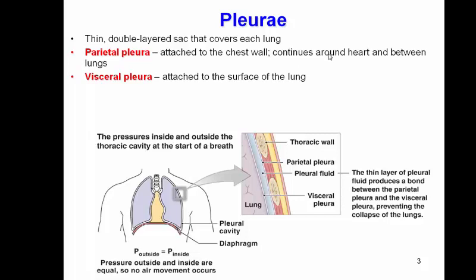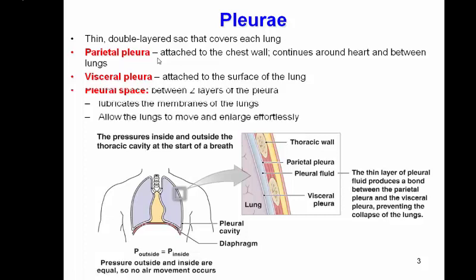The inner layer is referred to as the visceral pleura, and whenever you see the term visceral pleura, that relates to the internal organs, the viscera of the thoracic cavity. So that's always going to be the inner layer. And that's attached directly to the surface of the lung, and the lungs, through the visceral pleura, are attached to the chest wall by the parietal pleura.